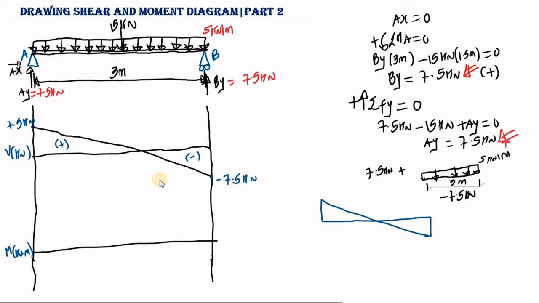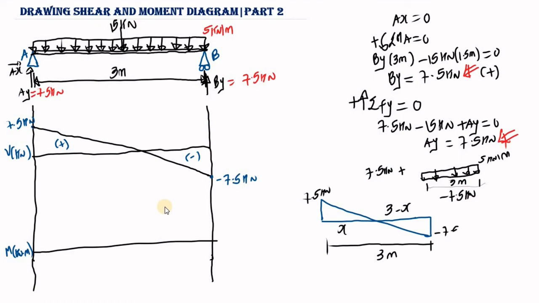Okay, so we know that the total distance, this distance, is 3 meters. But we don't know this distance, so we're going to call this distance S, and if this distance is S, then this other distance is going to be 3 minus S. And we know that the height of this triangle is 7.5 kilonewton. While the height of this other triangle is also 7.5, but this is in the negative region, so this is negative 7.5 kilonewton.